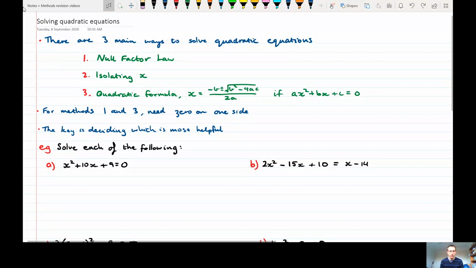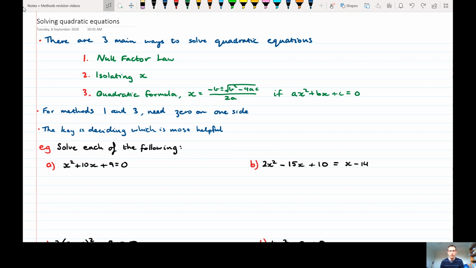Okay, so for this video, we're going to revise how to solve quadratic equations. There are three main ways we're going to solve quadratic equations. There are others that take a lot longer, but these are the three main ones we're going to look at, and these are the three ones we've been looking at since year 10, pretty much. Year 10 maths, that is.